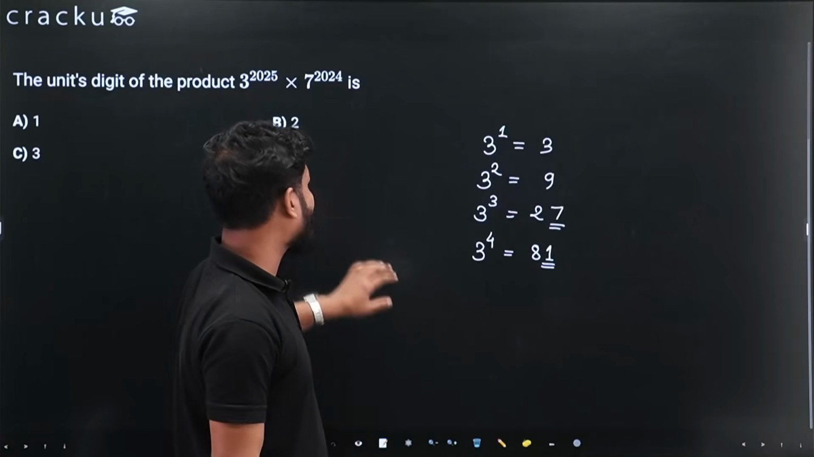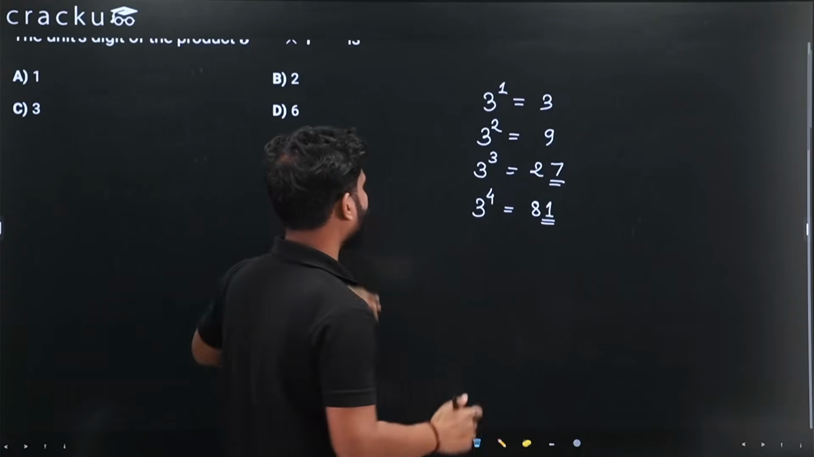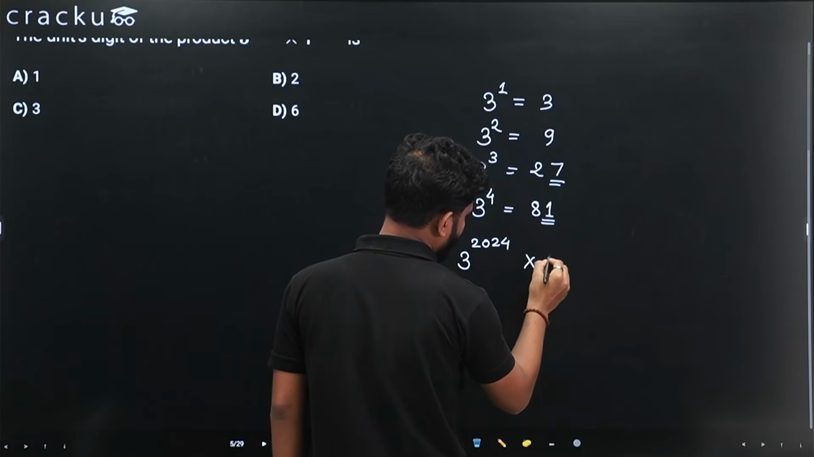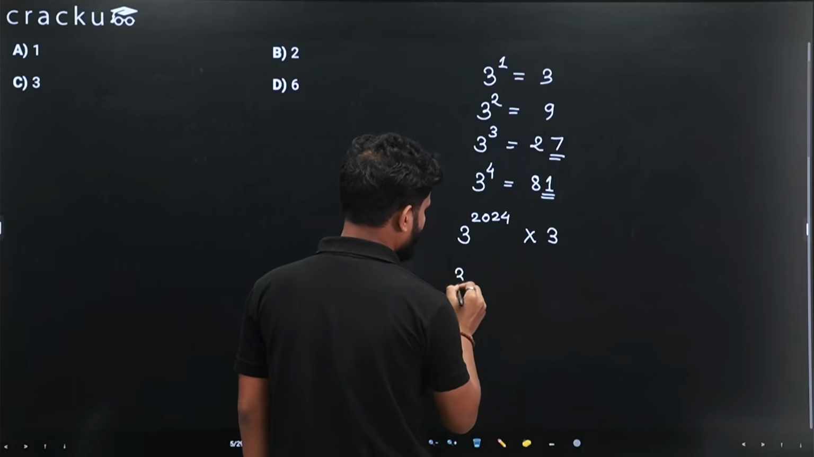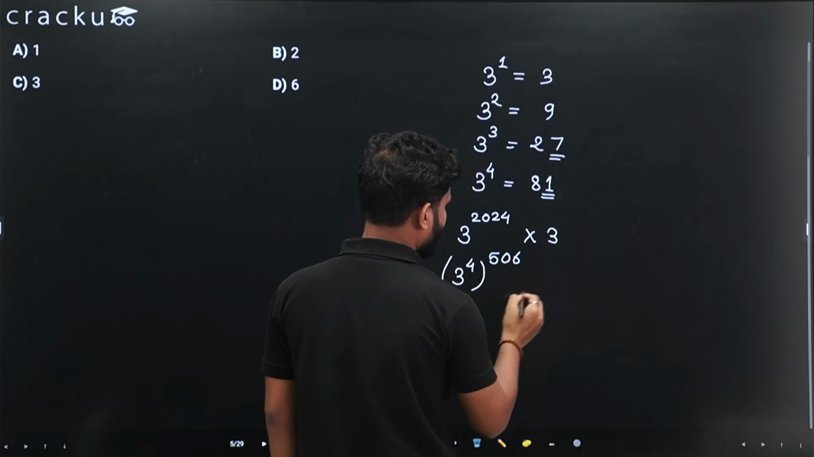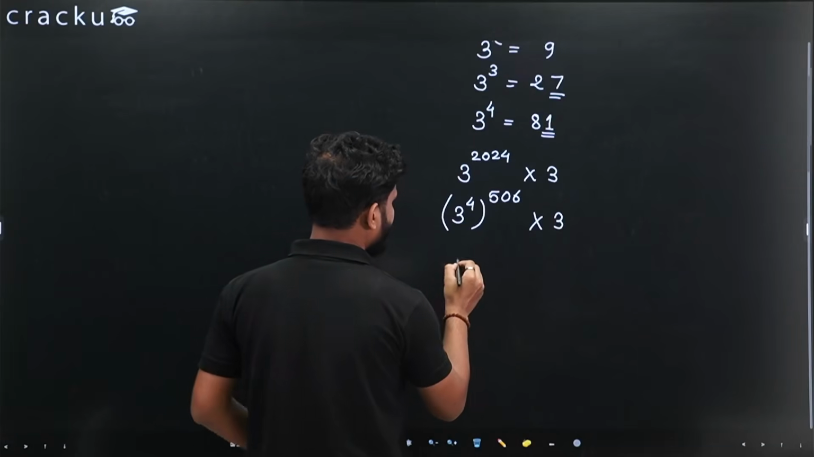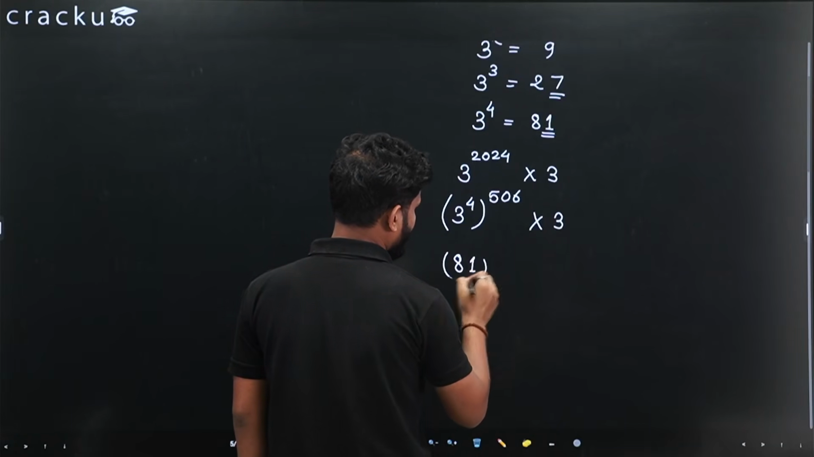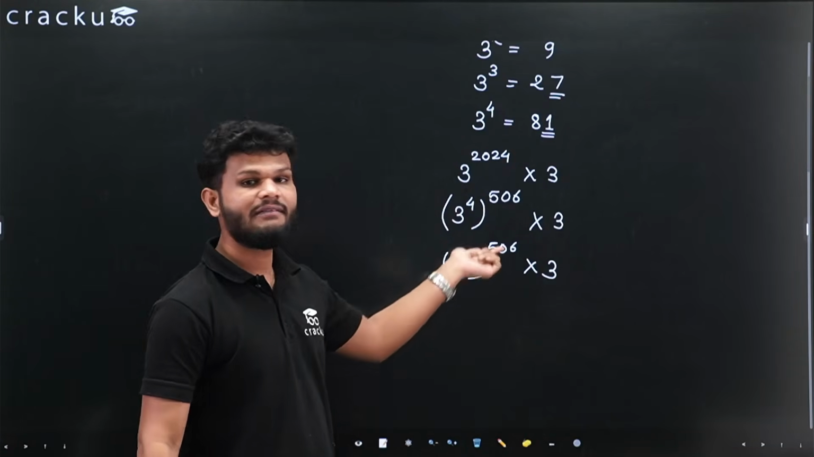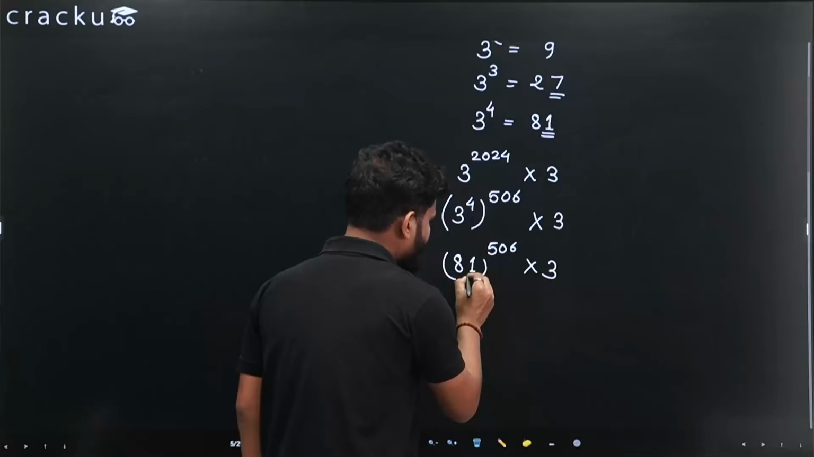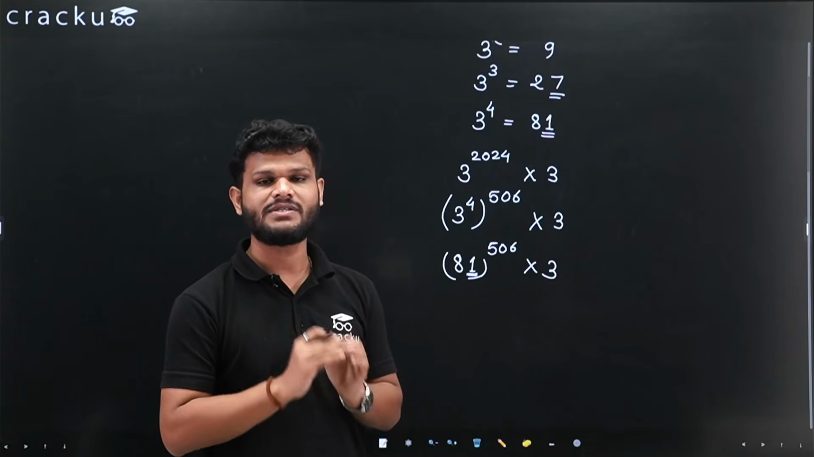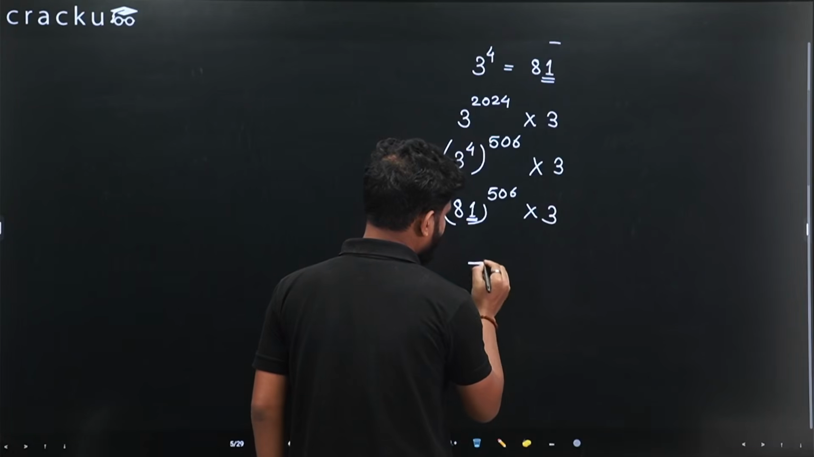Now, can I write 3 raised to 2025 as 3 raised to 2024 into 3? Yes. What is 3 raised to 2024? It is 3 raised to 4 into 506, into 3. What is 3 raised to 4? It is 81 raised to 506 into 3. Correct? Now 81 raised to 506, the unit digit of this will always be 1. If you multiply 81 so many times, the unit digit will still be 1.